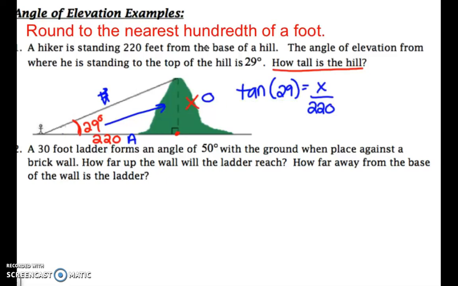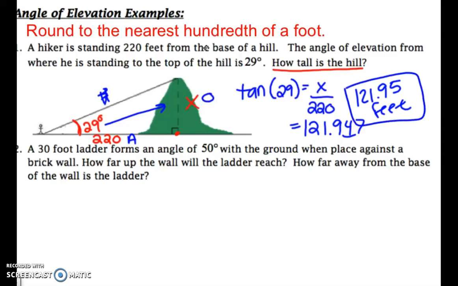Again, make sure your calculator is in degrees, and you should get 121.947. So that's going to make, the 7 is going to make that a 5. So 121.95, and are we in feet? Yes. So that hill is basically 121.95 feet tall.